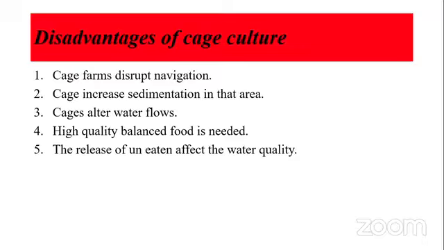Now, the various disadvantages associated: cage farms disrupt navigation, because when cages are installed, there's a problem for navigation. Cages increase sedimentation in the area. They alter water flows. High quality balanced food is needed. The release of uneaten feed affects the fish and water quality. So the supplementary feed should be given as required by the fishes.